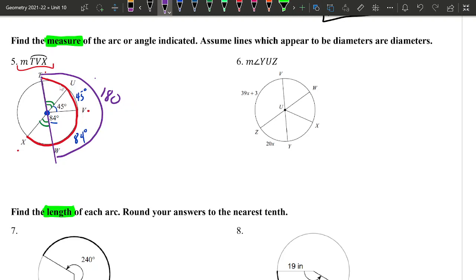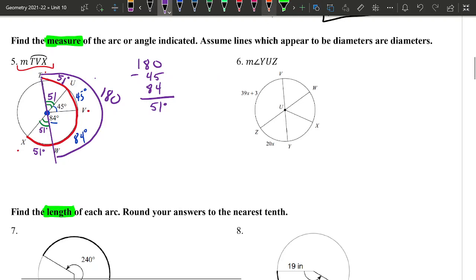So I can use that to solve for the missing arc right here. I can do 180, subtract 45, and subtract 84. And it's going to give me 51 degrees. So that tells me the arc TU is 51 degrees. Since the arc measure is equal to the central angle measure, this angle is 51 degrees. Vertical angles are congruent, so this angle is 51 degrees. And the central angle is equal to the measure of the arc, so this arc is 51 degrees.